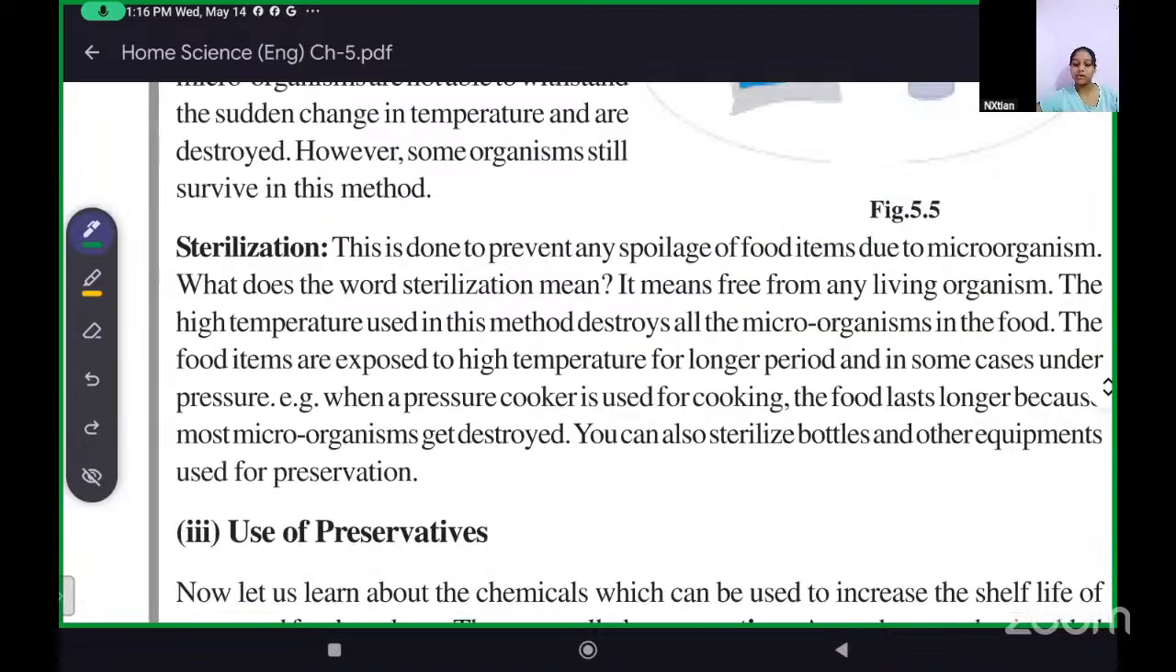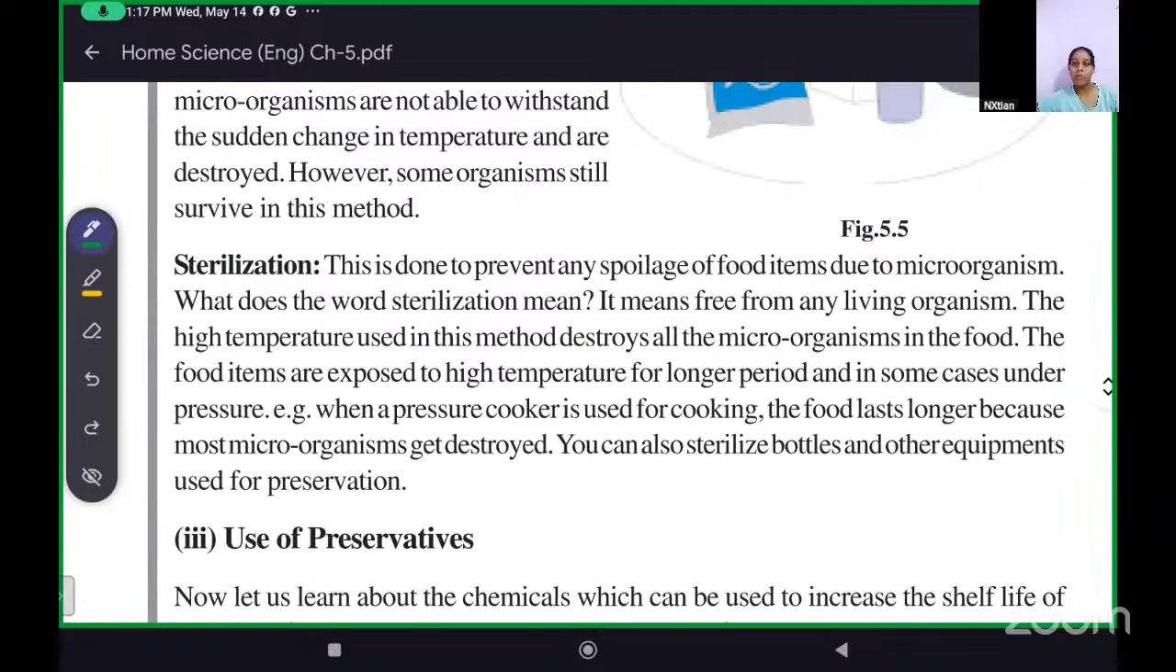Then comes the method of sterilization. What happens in the method of sterilization? It is done to prevent any spoilage of food items due to microorganisms. It means free from any living organisms. The high temperature used in this method destroys all the microorganisms in the food. In sterilization, the food items are exposed to high temperature for a longer period, and in some cases under pressure also.